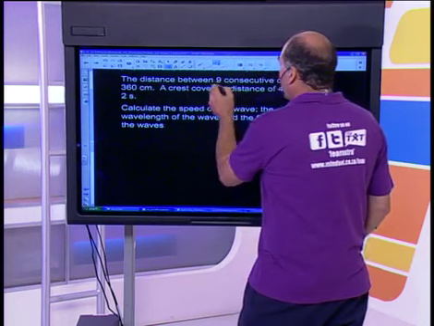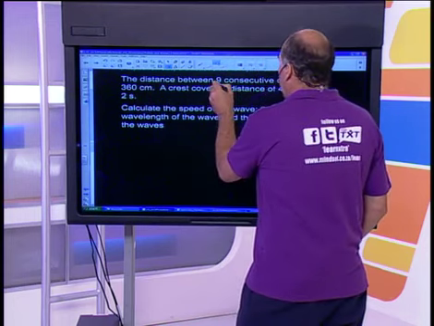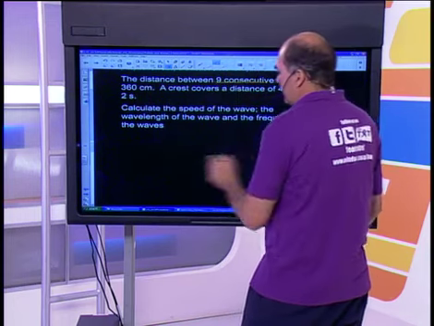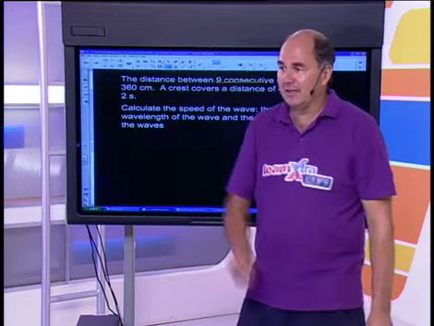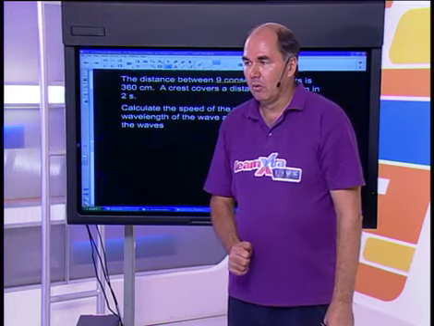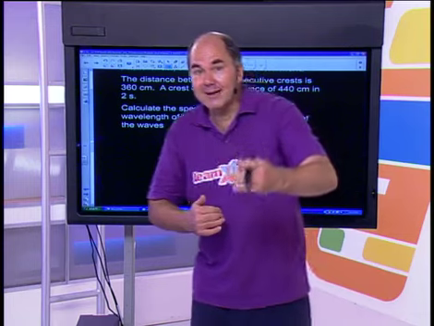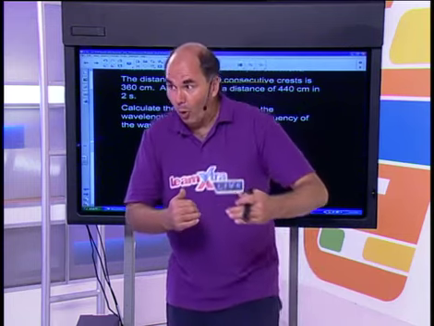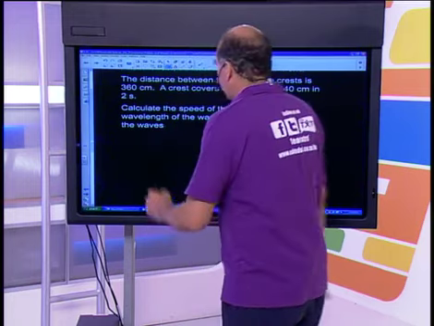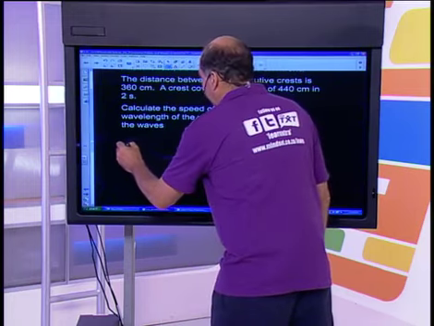Okay, so we're going to draw a picture. And we want 9 consecutive crests. Consecutive. What does consecutive mean? One after the other. It's like taking those little steps, walking together. Yes. One step, next step. Okay, so we're going to do 9 crests.